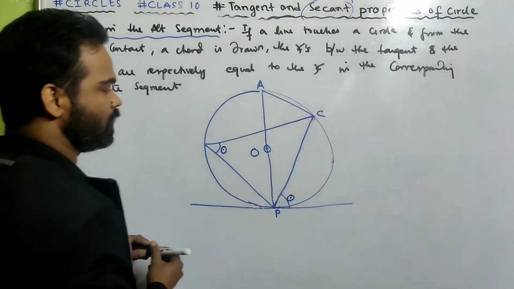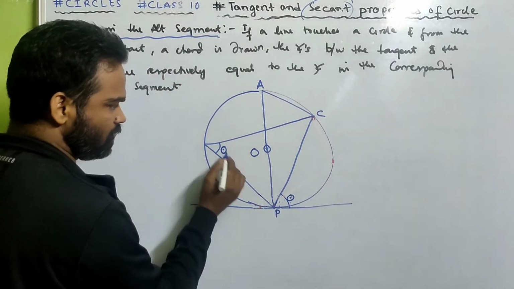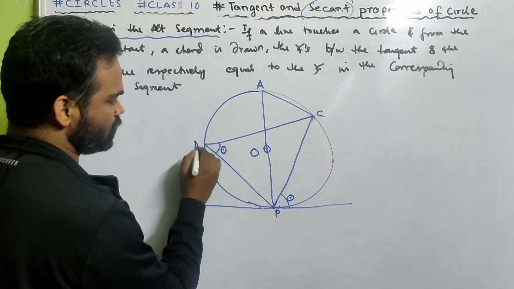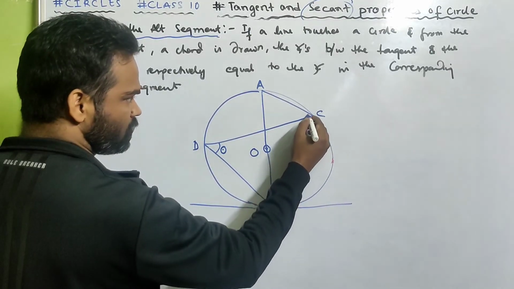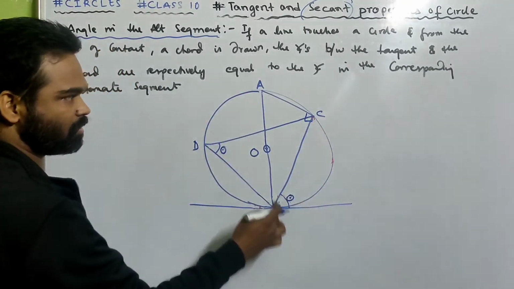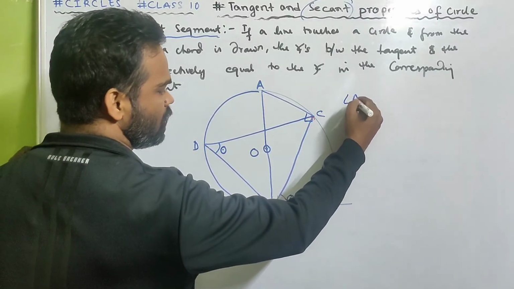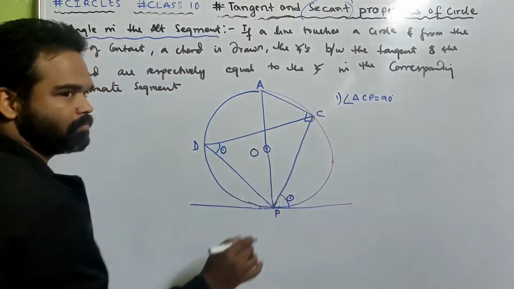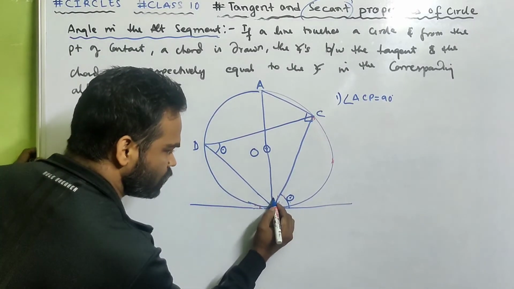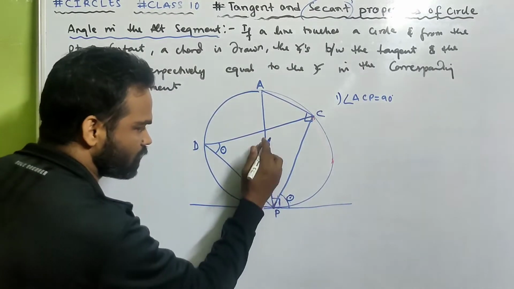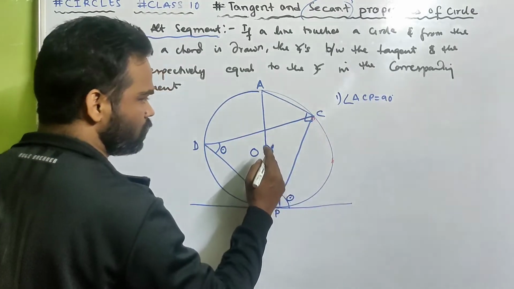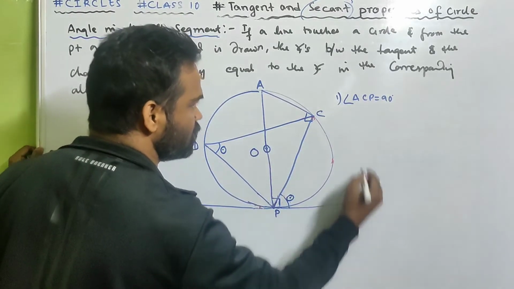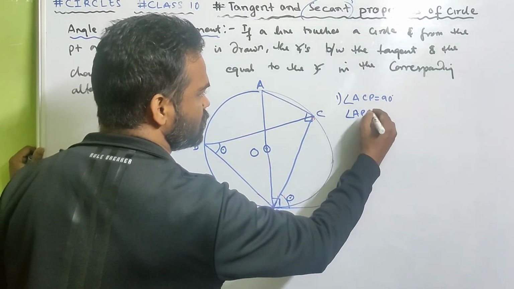Now, very interesting. We need to prove that this angle and this angle are equal. Suppose this is D. First of all, this is 90 degrees. Angle in a semicircle, angle ACP equals 90 degrees. Done. Now, this angle is 90 degrees, radius and tangent, so angle APE is 90 degrees.